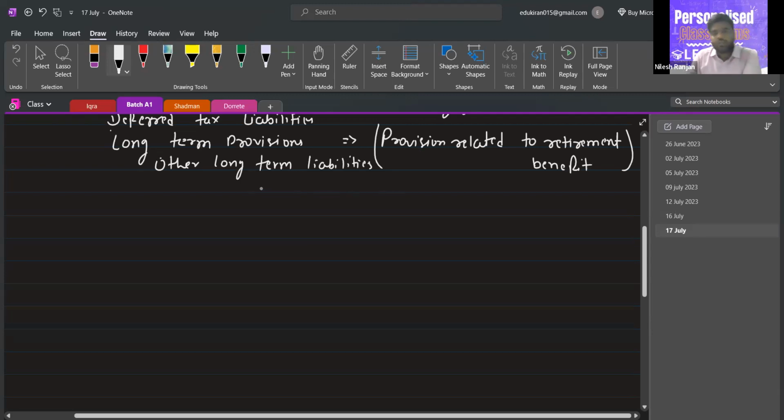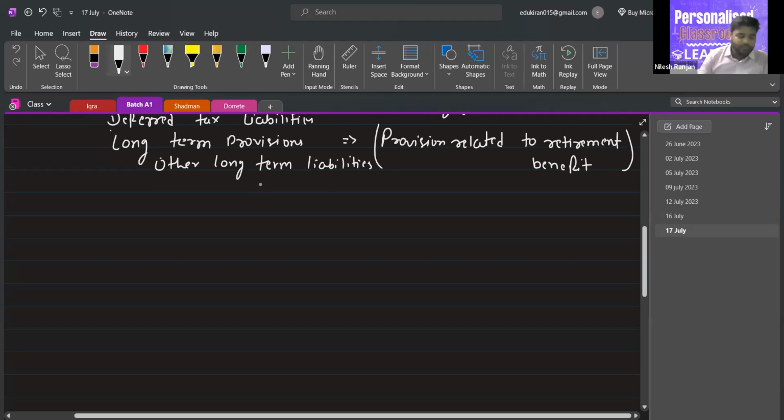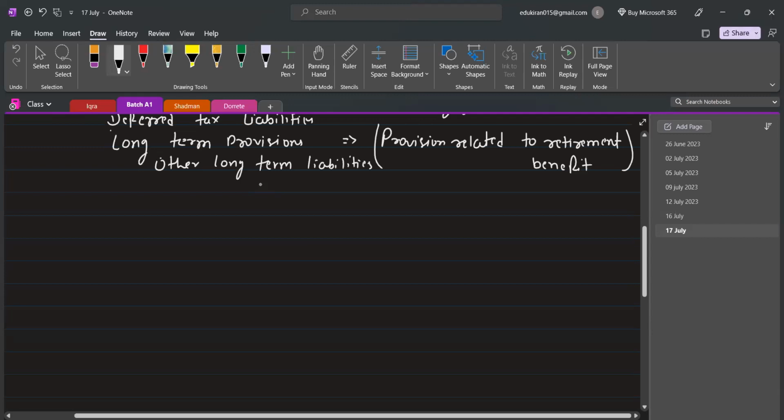So we create provision for these types of liabilities. Now, other long-term liabilities. After term loan, mortgage loan, and debentures, there are certain liabilities which are long-term in nature, but are not included in long-term borrowings. Okay. Yes, sir. Do you know the meaning of borrowing? Yes, sir. Can you tell me? Borrowing is like getting something from somebody else.